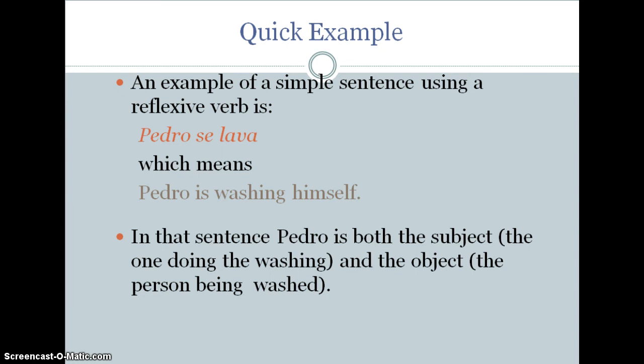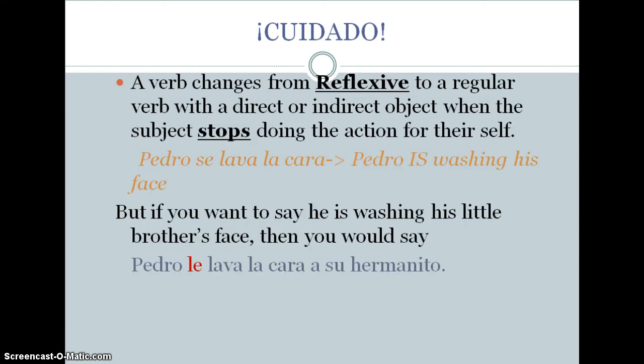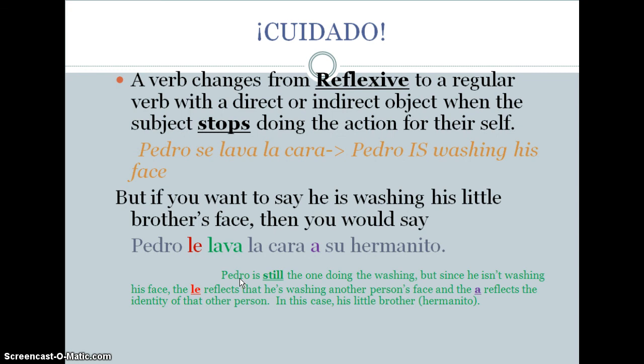In that sentence, Pedro is both the subject, the person doing the action of washing, and he's also the object, the person being washed. A verb changes from reflexive to a regular verb with a direct or indirect object when the subject stops doing the action for themselves. So, Pedro se lava la cara, Pedro is washing his face. But if you say he's washing his little brother's face, it's not a reflexive verb anymore. It's the same verb, but I'm not using a reflexive pronoun. I'm using an indirect object or a direct object pronoun. In this case, this is an indirect object pronoun. So Pedro le lava la cara a su hermanito.